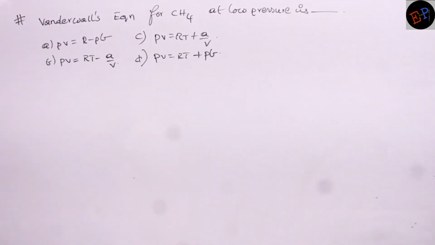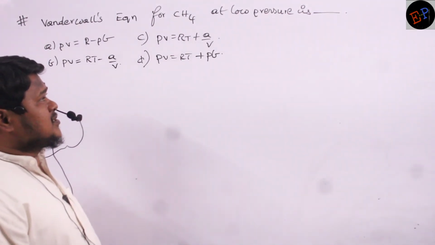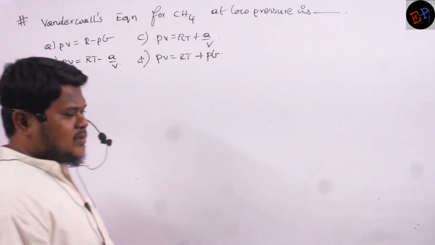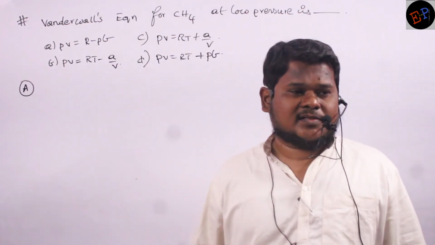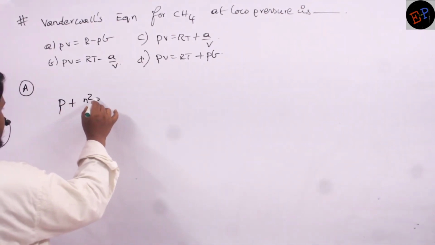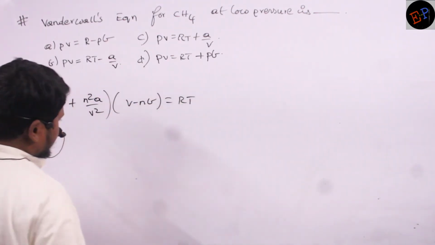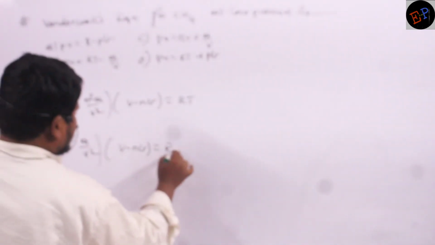See, this is the given question: van der Waals equation for CH4 at low pressure. So it means he is considering real gases only. If we mention something about pressure or volume, it means he is talking about real gases instead of ideal gases. And what is the equation of a real gas? (P plus n squared a by V squared) multiplied by (V minus nb) is equal to RT for n moles of a gas. But I think he gave a question on 1 mole of a gas, n is not mentioned. So (P plus a by V squared) multiplied by (V minus b) is equal to RT. This is the relation.